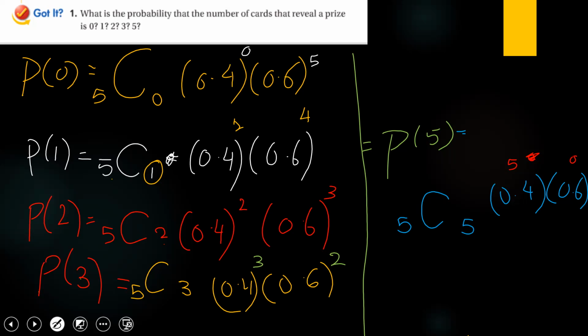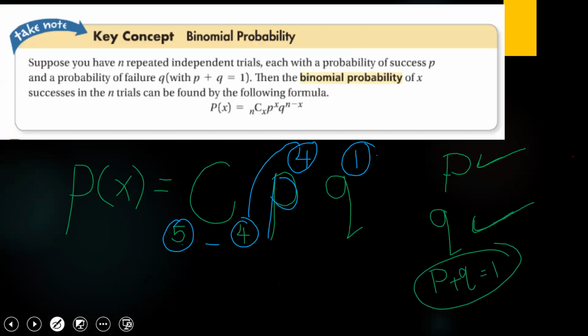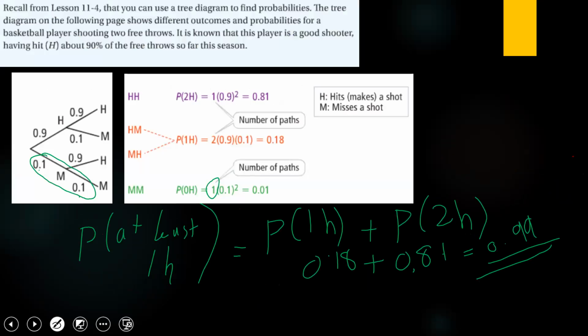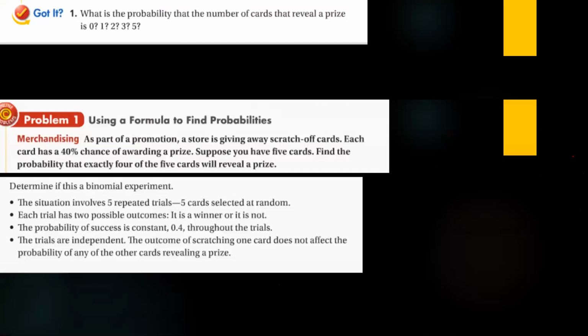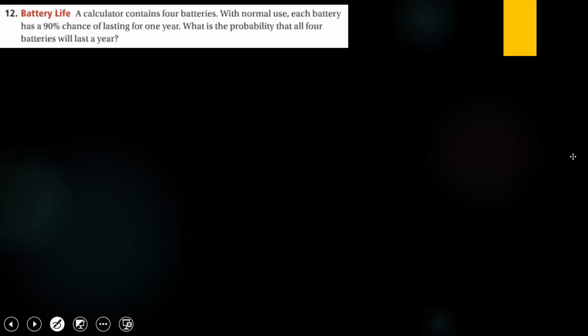But here we have a fixed number of trials, and a fixed or constant probability. This is the first thing. And we have to multiply by the number of branches, or the number of paths. Now let's do this one here.